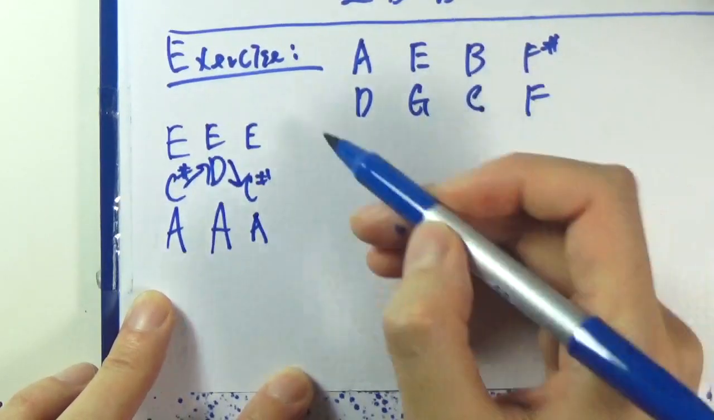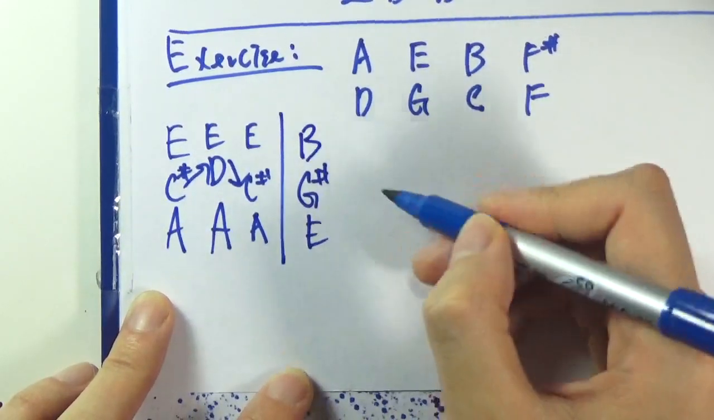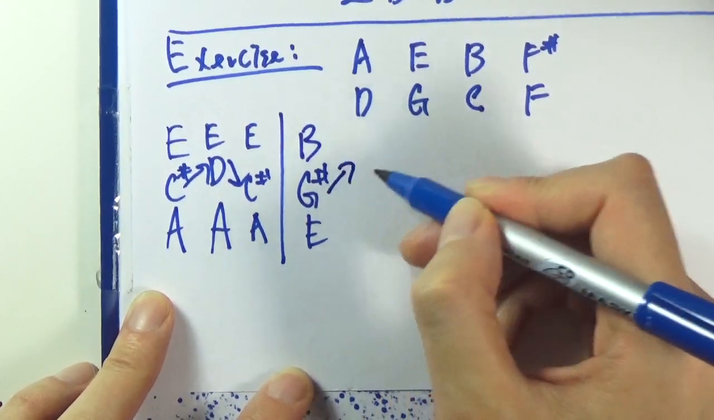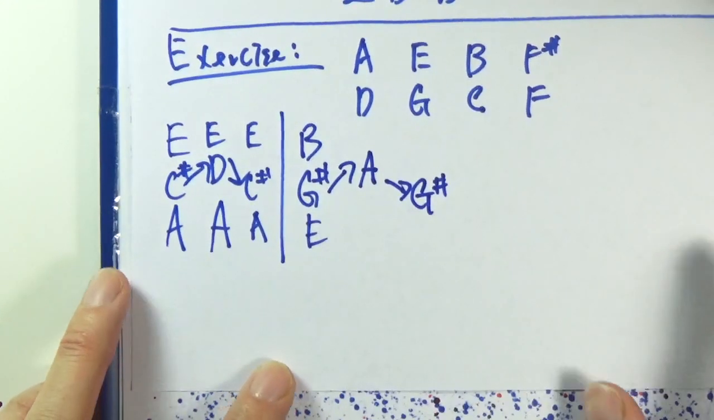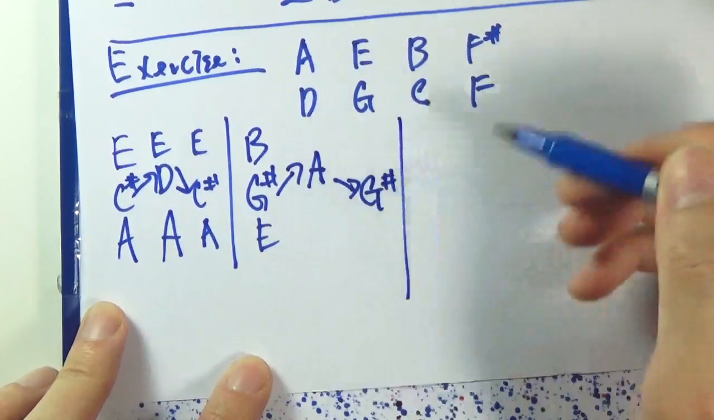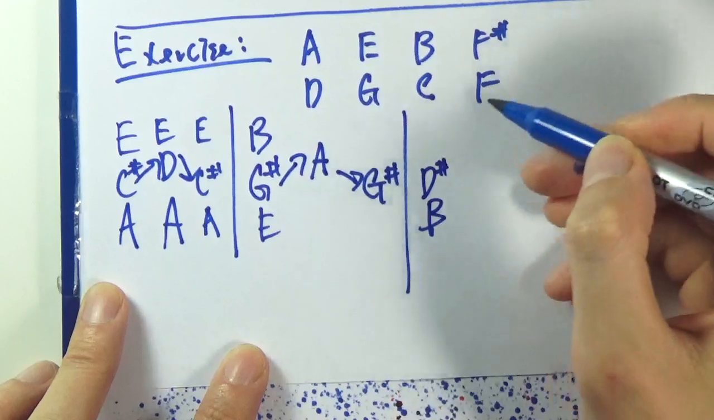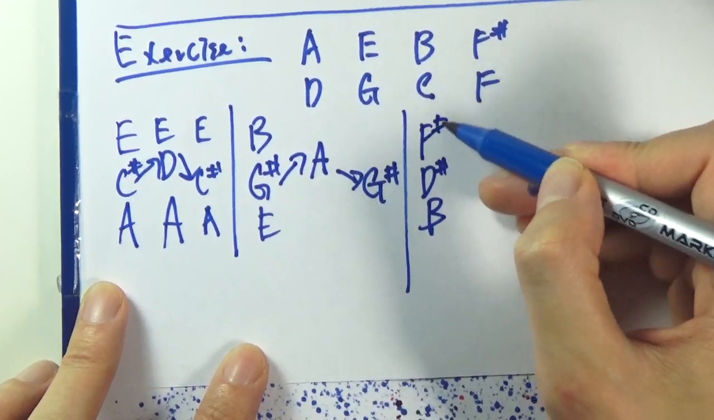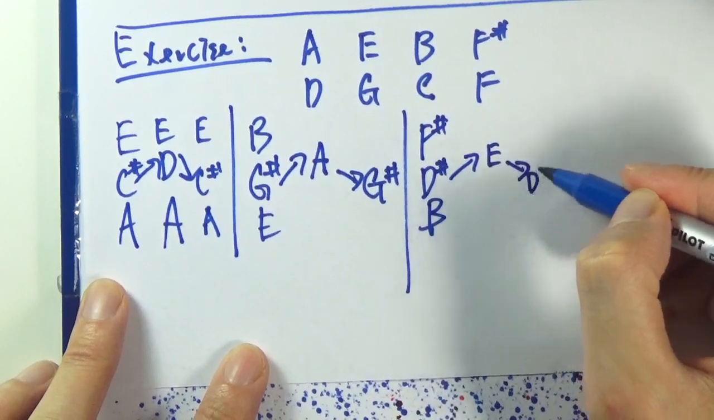Let's do it in E. E, G sharp, B. I'm doing a shorthand right now. Let's do B. So B, D sharp, F sharp. So D sharp becomes E, back to D sharp.